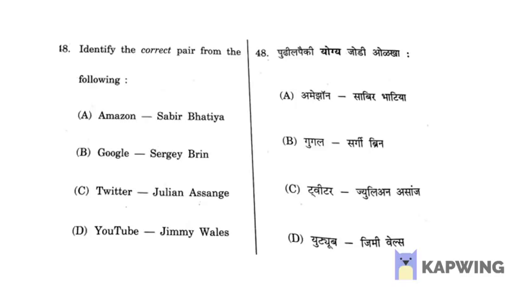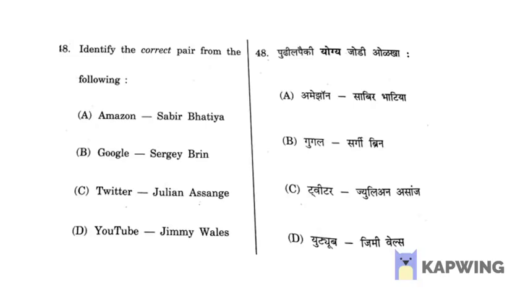Okay friends, moving on to the next question. Identify the correct pair from the following. Friends, Amazon was founded by Jeff Bezos in 1994. Twitter was founded by someone I don't remember now, but not Julian Assange, he is behind WikiLeaks, I believe. YouTube was founded by Jawed Karim. So only option B is correct here. Google was founded by Sergey Brin and one other co-founder.